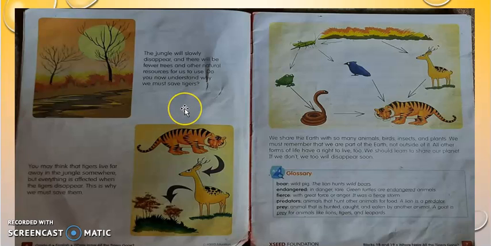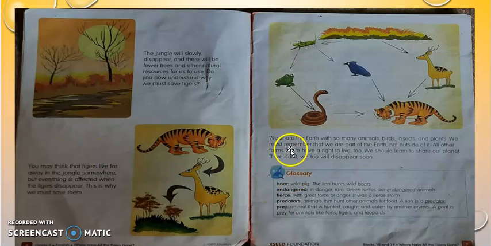So, can you now understand why tigers are important? Yes, you do, right? You may think that tigers live far away in the jungle somewhere, but everything is affected when the tigers disappear. This is why we must save them. So remember, tigers eat deer, deer eat grass. And if the tigers do not eat the deer, the deer are going to increase, they are going to eat more grass, and finally we are going to have no jungles. And this is going to affect us. It's going to become very hot. We have already learned it in our previous story.